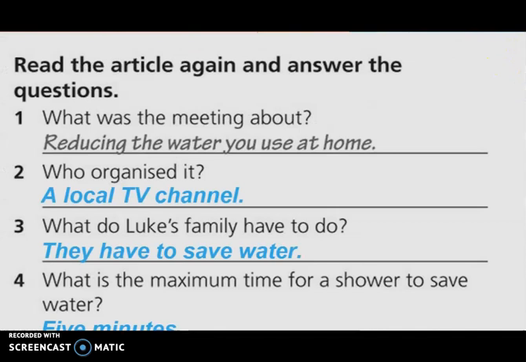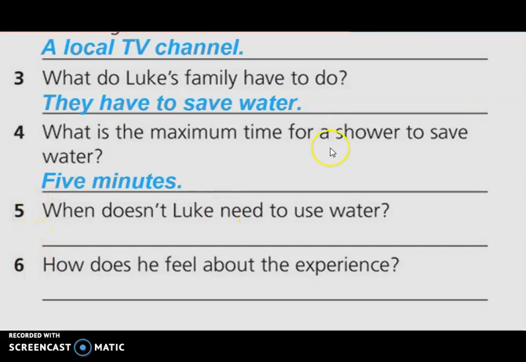Let's check our answers. Number five and six is your homework. Now let's move to the next exercise.